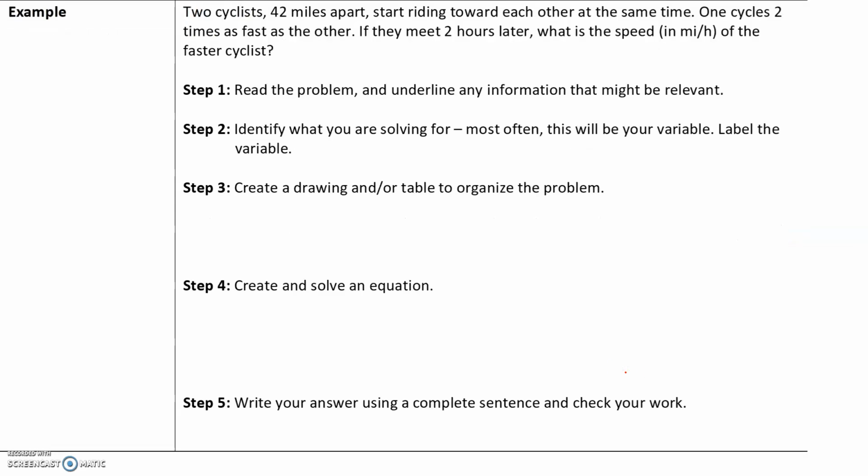Okay, so first one, two cyclists 42 miles apart start riding towards each other at the same time. One cyclist is 2 times as fast as the other. If they meet 2 hours later, what is the speed, in miles per hour, of the faster cyclist? So let's go through and read this again. Underline the important information. Two cyclists are 42 miles apart.